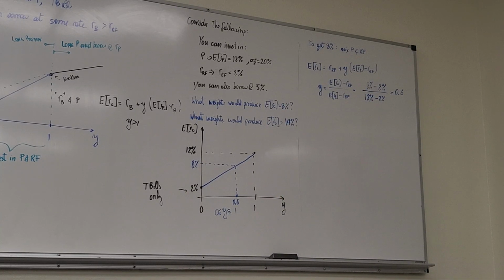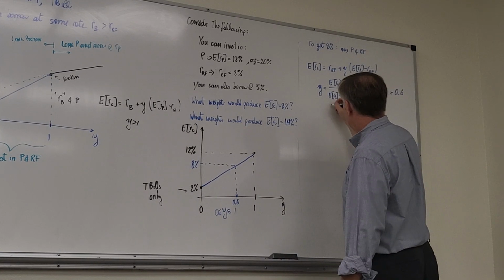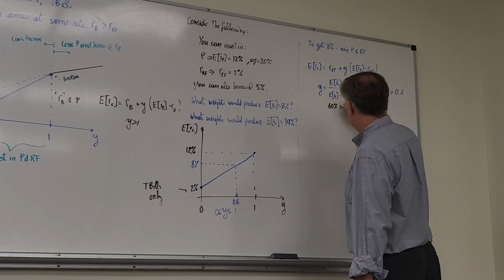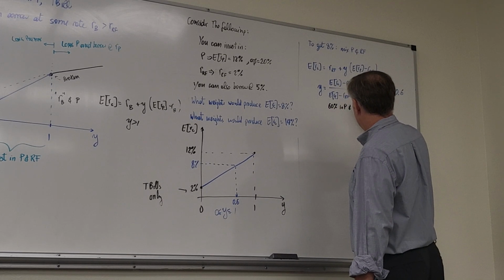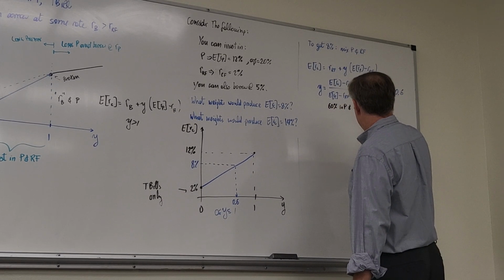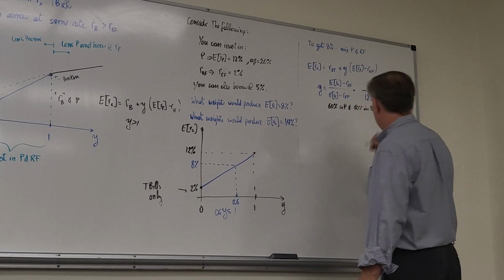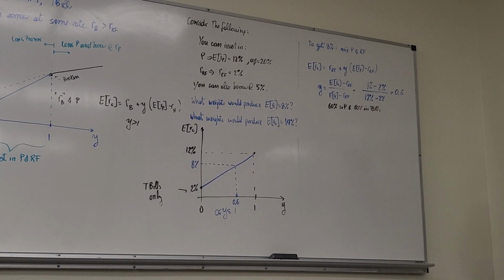So what does it mean? You have to invest what? 60% in the risky assets, 60% in P. And the remaining 40% in T-bills. Yep.